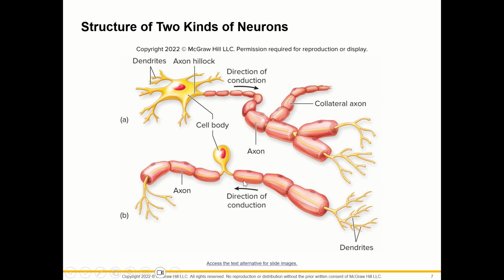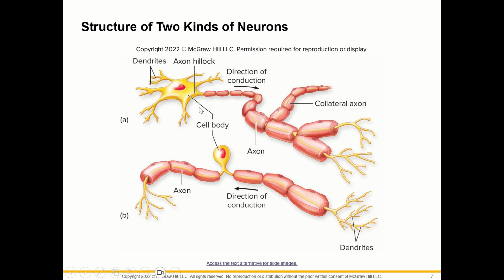Whereas the sensory neurons here in B, you can see that their dendrites are going to be on the receiving end of a sensation. A lot of times these are going to be general sensors of touch and temperature, pressure, pain, etc. And they will send information towards the cell body, which will be in a ganglion of the peripheral nervous system. And then the axon is going to synapse in the spinal cord.